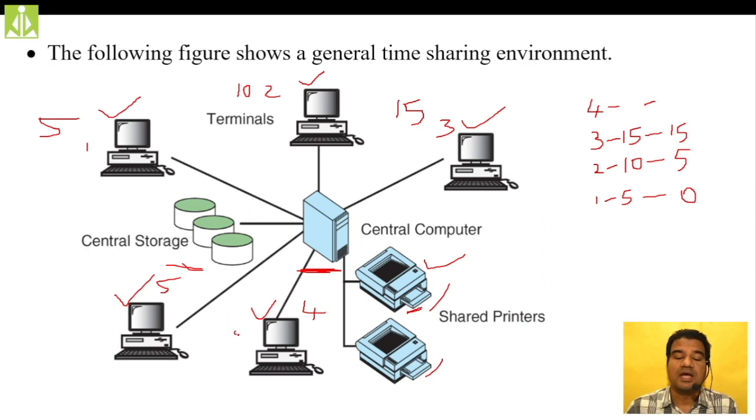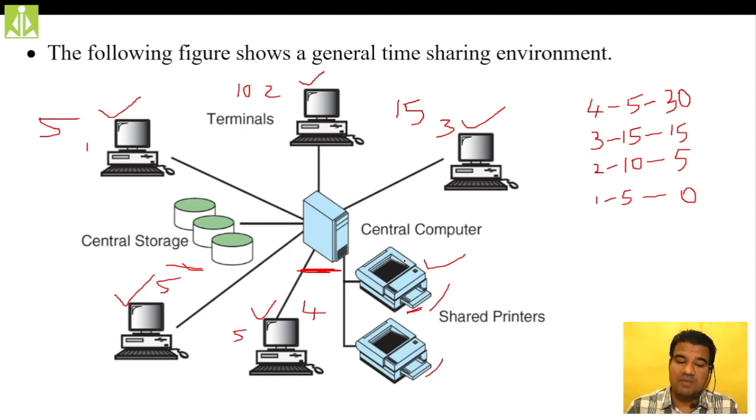Let us assume like 5 more minutes. Okay, so now 4 has to wait how much time? 15 plus 15, 30 minutes he has to wait before starting its job. So the length of this fourth job is 5 minutes.